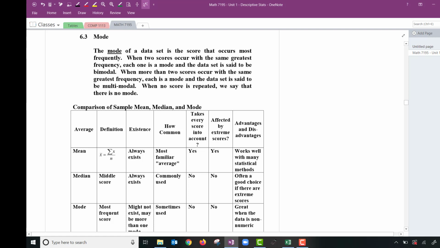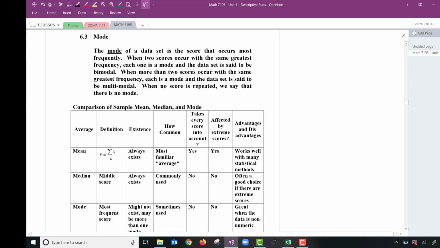For example, if I wanted to know the average shoe color of the students in my class, I might count how many people have black shoes, how many people have brown shoes, how many people have blue shoes, and say black was the most. Then the mode is black. And then I would say that that's the average shoe color.